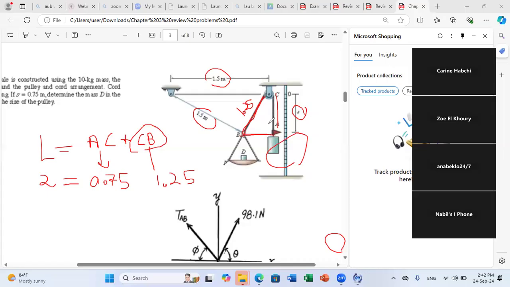This is not a right triangle. So please don't rely on the figure as you see it. You might have a misleading figure.